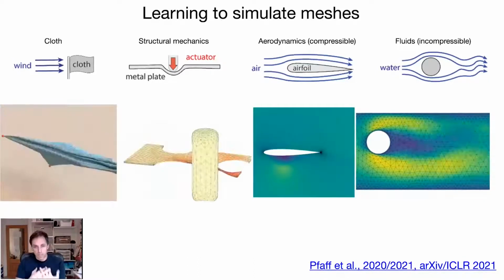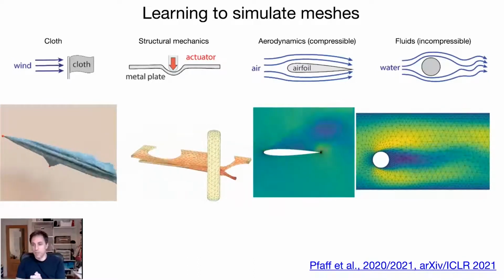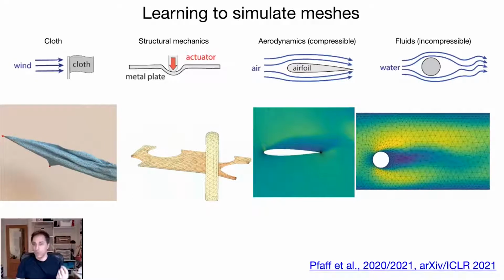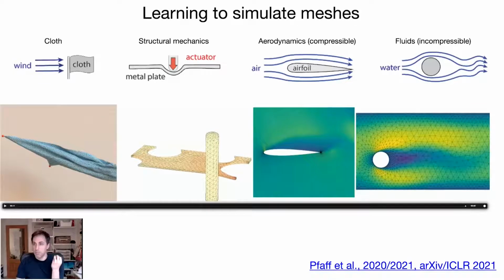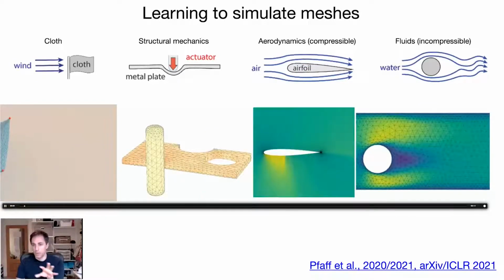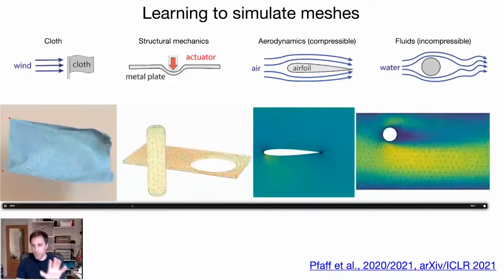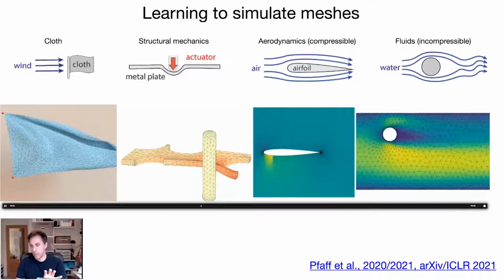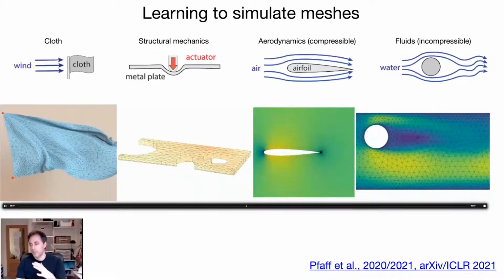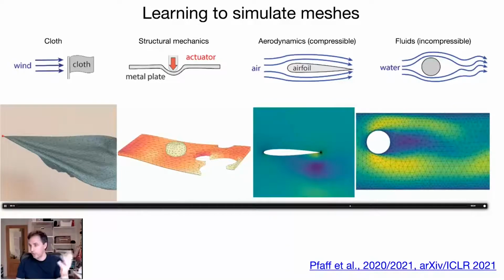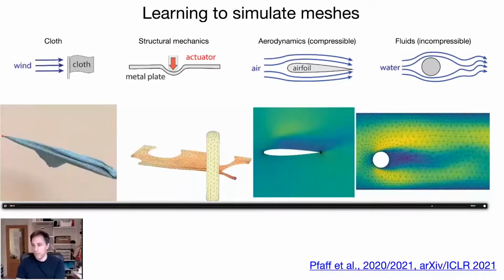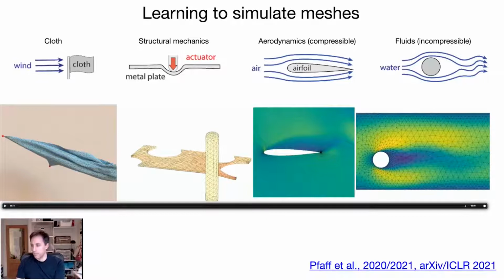So we continued pushing these classes of models. Now, instead of just fluids, we're going to do non-rigid materials. So we're going to represent the system as a mesh. We've got 4 different systems here. We've got these cloths that are blowing in the wind. We've got the structural mechanics where there's a metal plate that's being pushed by some kind of rigid actuator. We've got compressible and incompressible fluids, like air and water. There's an airfoil and this kind of cylinder flow.